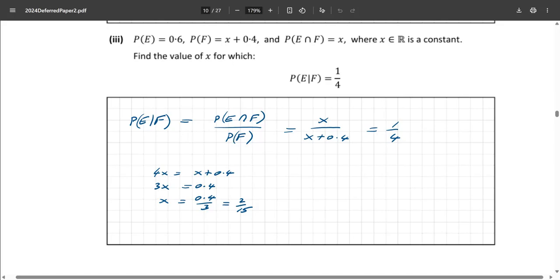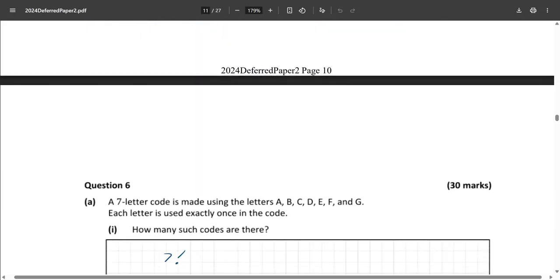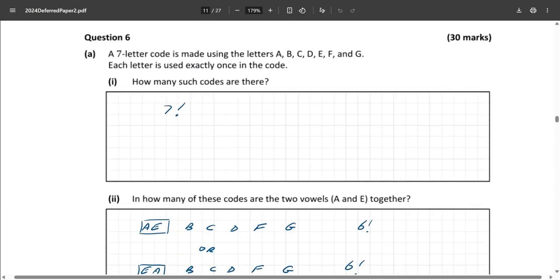And again, you're given these things in the question. E intersection F is X above the line. F is X plus 0.04. We're even given the answer here. It's a quarter. So put this side of the equation equal to a quarter. And now it's just cross multiply, or if you want to just multiply both sides, or whatever way you do it, just work out the algebra and you get x is 2/15. And that's the end of question 5, and we're now going on to question 6 in the next video.